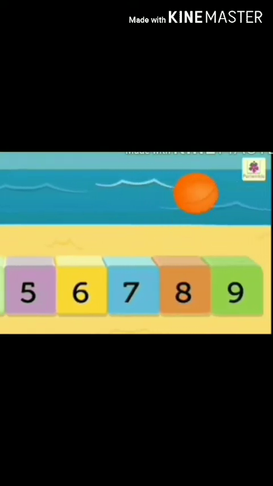Now look at the ball. It is on number 9. Now let us see the immediate 4 numbers that come before 9. They are 8, 7, 6, 5. Numbers that come before are always smaller than the given number.